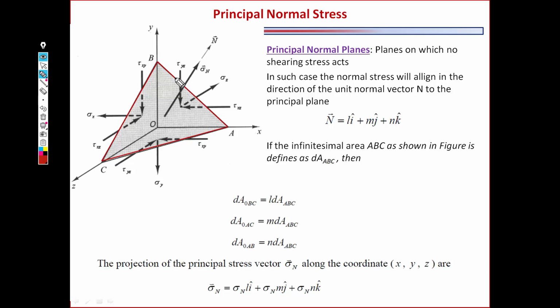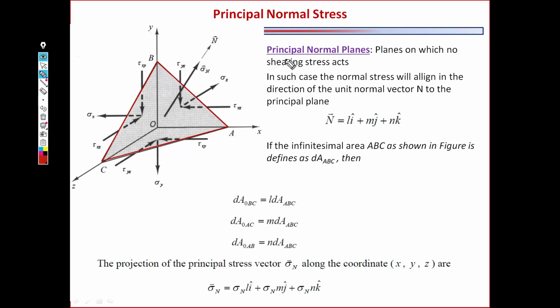In this particular case, we consider the normal stresses acting on the principal plane. That principal plane is represented by the triangle A, B and C. This means that on this particular plane only the normal stresses act and no shearing stress acts. In such a case, the direction of the unit vector of this plane will align with the direction of the normal stress to this plane.